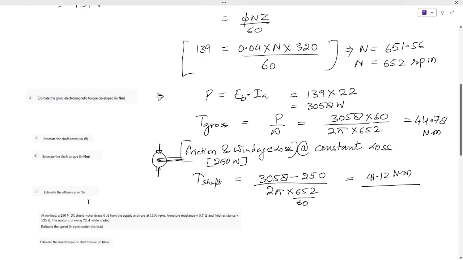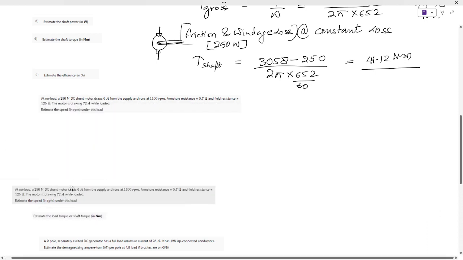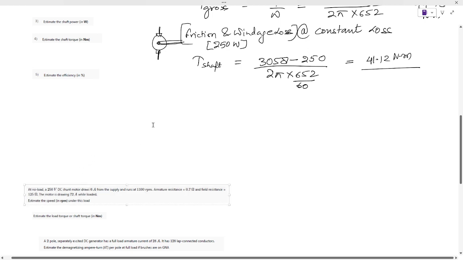Now they have asked estimate the efficiency. In this case, we can also calculate the torque which is fed to the rotational losses, and then subtract that. You can do it like that also. Okay. Now they've asked estimate the efficiency.